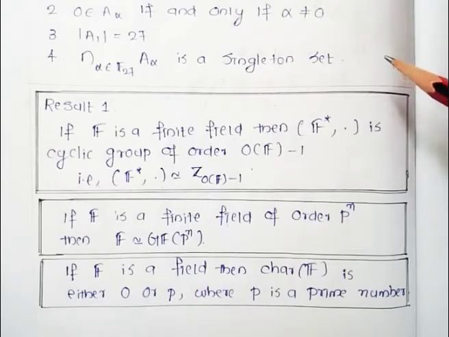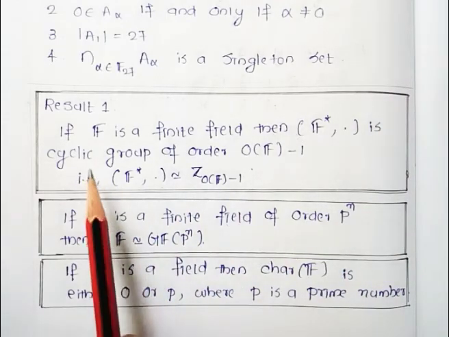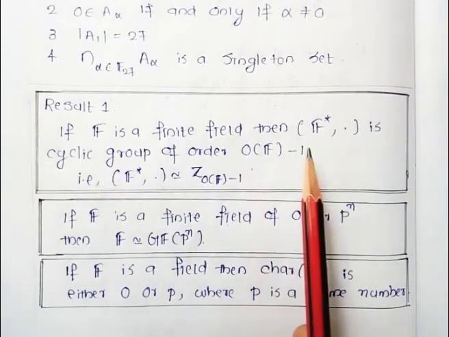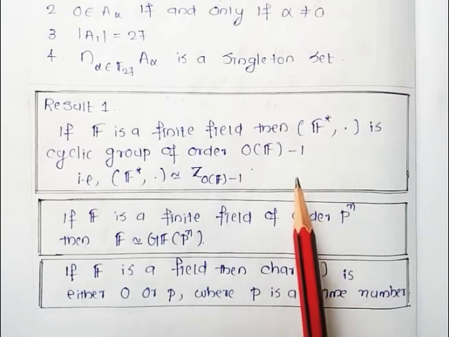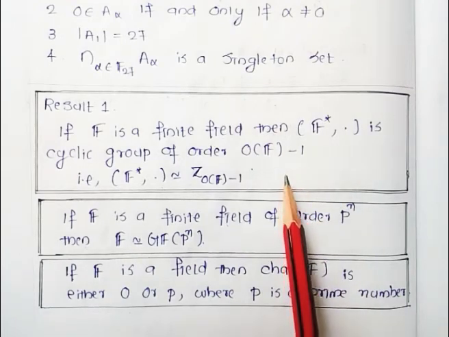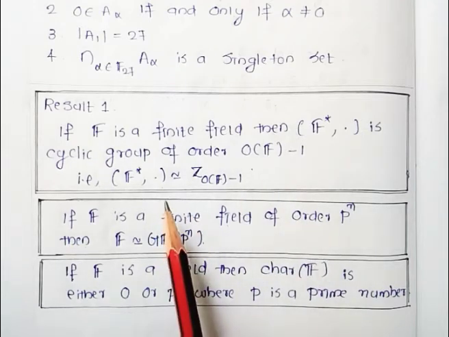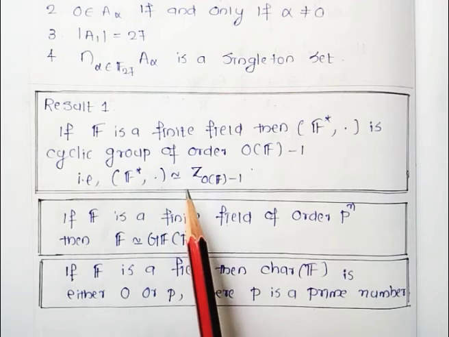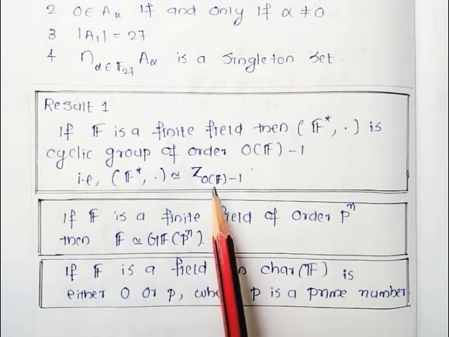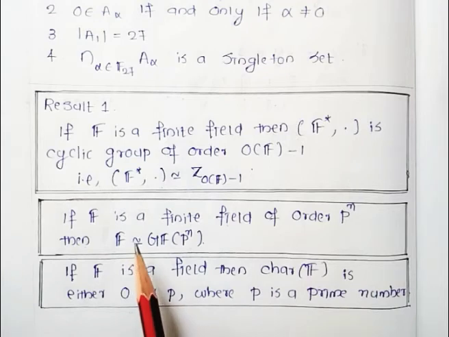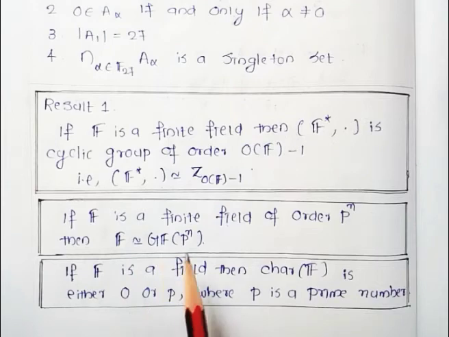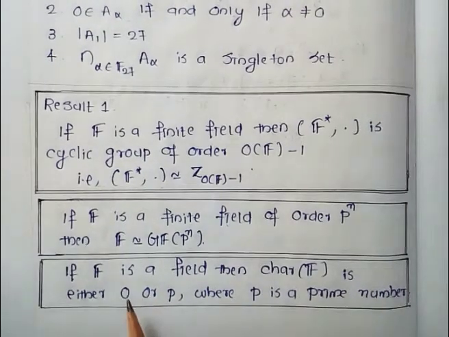To solve this question, we want to know the following results. Result number 1: if F is a finite field, then F star under multiplication is a cyclic group of order F minus 1. Result number 2: if F is a finite field of order p power n, then F is isomorphic to GF of p power n. Result number 3: if F is a field, then characteristic of F is either 0 or p, where p is a prime number. Now we are going through the options.